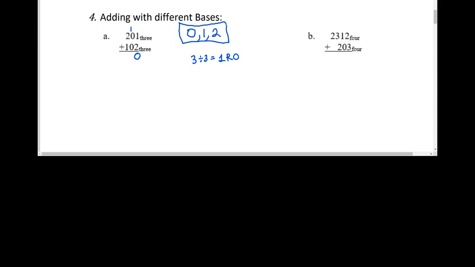1 plus 0 gives me 1. And then 2 plus 1, that gives me 3. But 3 doesn't exist, so we'll put a 0 and carry 1 three over. So 201 base 3 plus 102 base 3 is 1010 base 3.